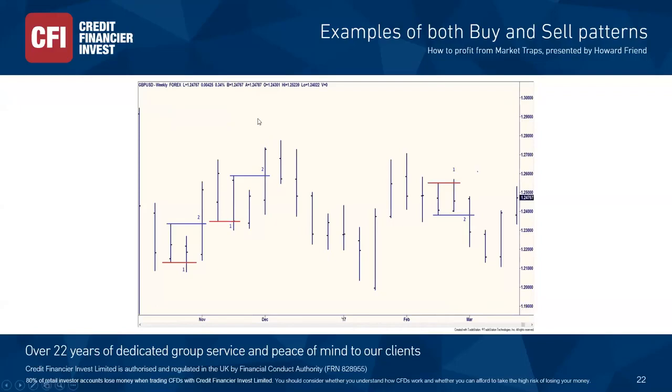Okay, so this first one is euro dollar, cable, sterling dollar weekly, and initially we've got a buy example here. So what we've got is, we had a big weekly range here, an inside weekly range here, another inside weekly range there, and then the market tries to break out of the inside ranges. So we get this lower high, lower low. Okay, that's the first time within the sequence, the first one, lower high, lower low.